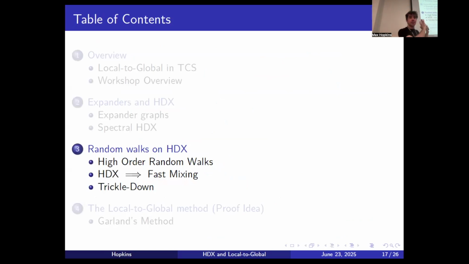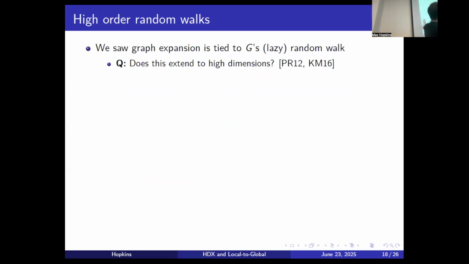Okay, I want to move to random walks. We've set up a lot of stuff. Let's actually see what you can do with it. Let's look at some of the meat of high-dimensional expanders. We already briefly mentioned that graph expansion is inherently tied to the underlying random walk or lazy random walk on G. It essentially controls the mixing time. A natural question, first considered by Parzanchevsky and Rosenthal in the topological literature, and from the modern perspective by Kaufman and Mass, is: is there some way to extend this connection to high dimensions? Largely everything we talk about here will be following this work of Kaufman and Mass.